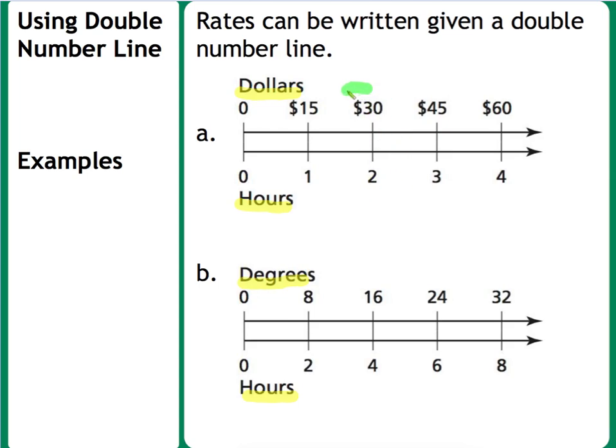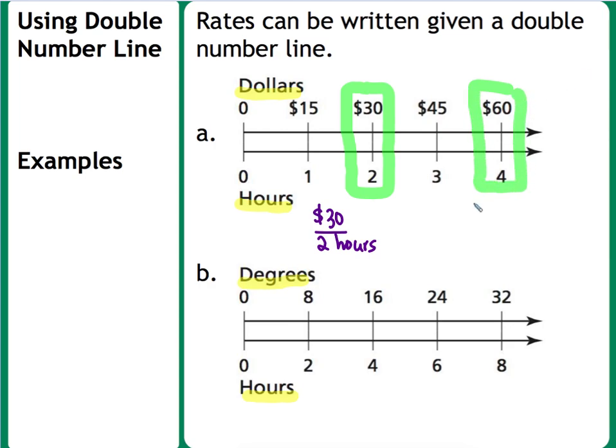So for example, if we look at this one here, we can write this as $30 for every 2 hours. Notice the units here. We can write this rate as $60 for every 4 hours.